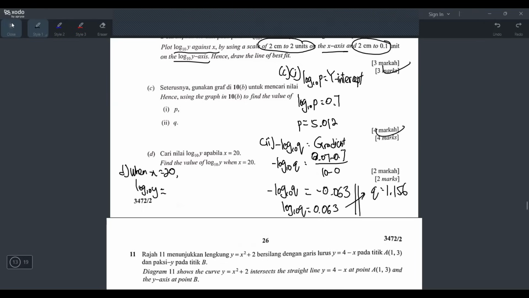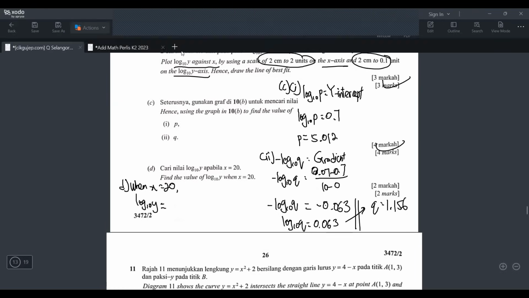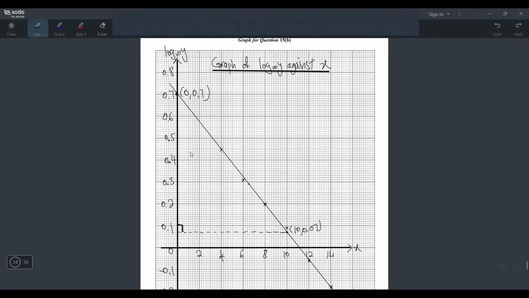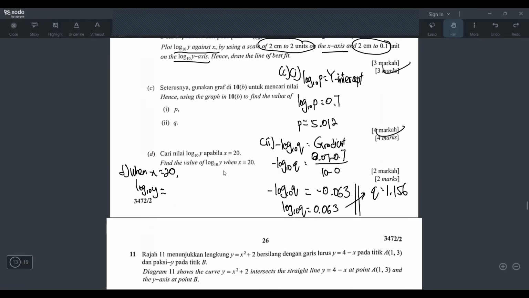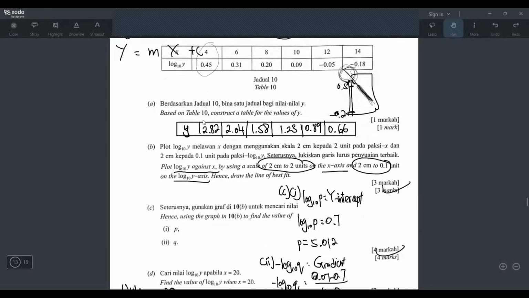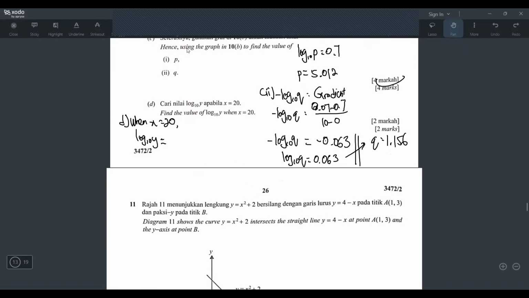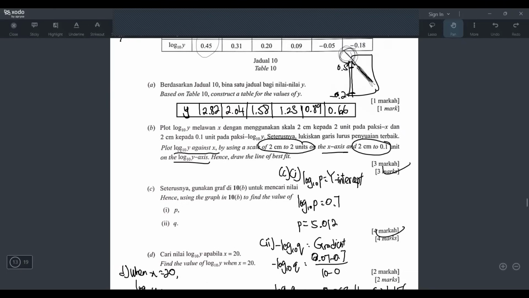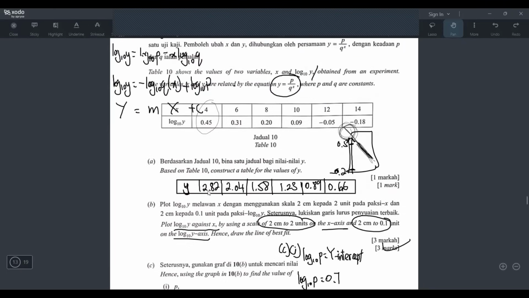Okay, so now they want log y. So let's go to the graph. When x is 20, right? Find log y. So I go to the graph, cari x-axis, cari 20 lah. But there's no 20 here. So how? It's only until 14 only. If I keep going 16, 18, 20, it's not enough space, right? So since I cannot baca daripada graph, then I have to use my equation to help me already, right? But I do want to mention that usually we refer to the graph for the answer, right? But this question is like not enough space, so that's why I'm using this other method.